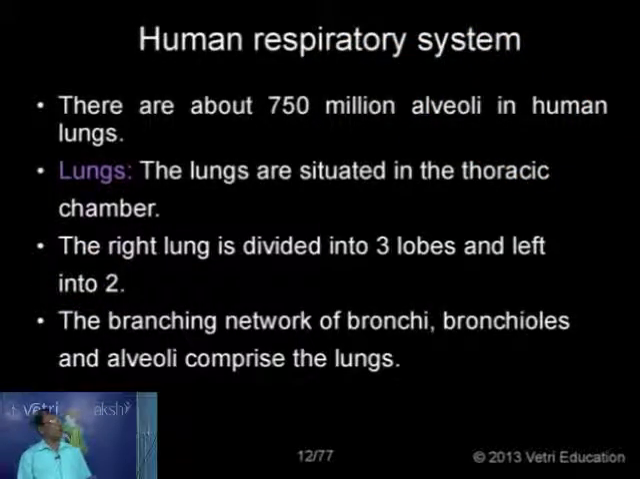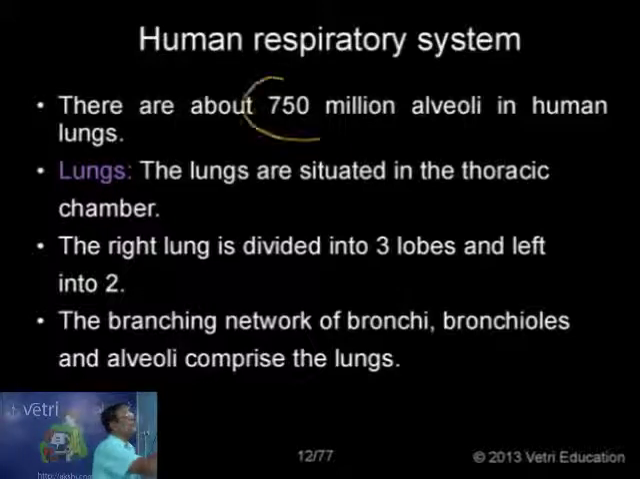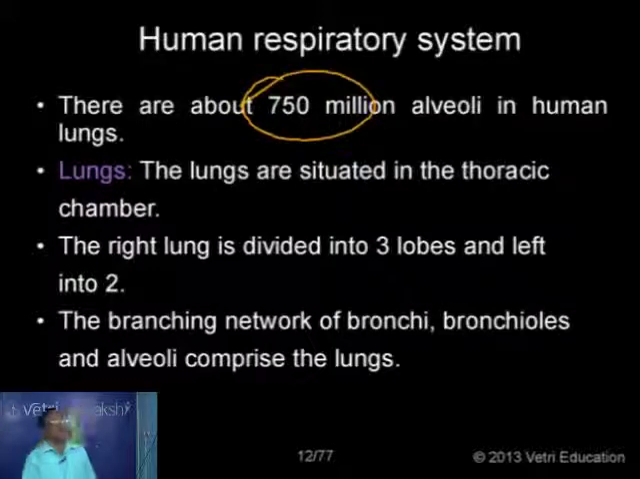We are talking about the human respiratory system only. In human beings there are about 750 million alveoli together in both the lungs. So we have the alveoli, the unit of lung function, and the branches of the bronchioles, and they comprise the lungs. So what do you mean by the lungs?